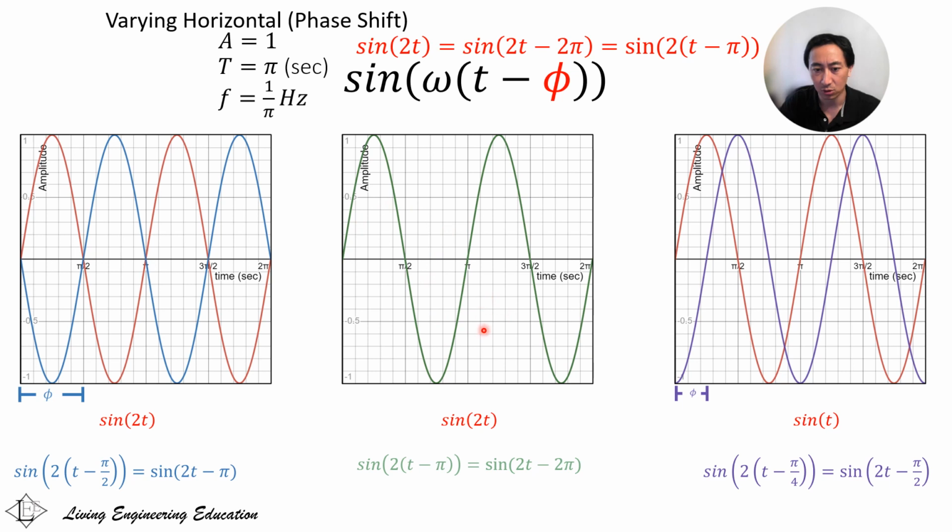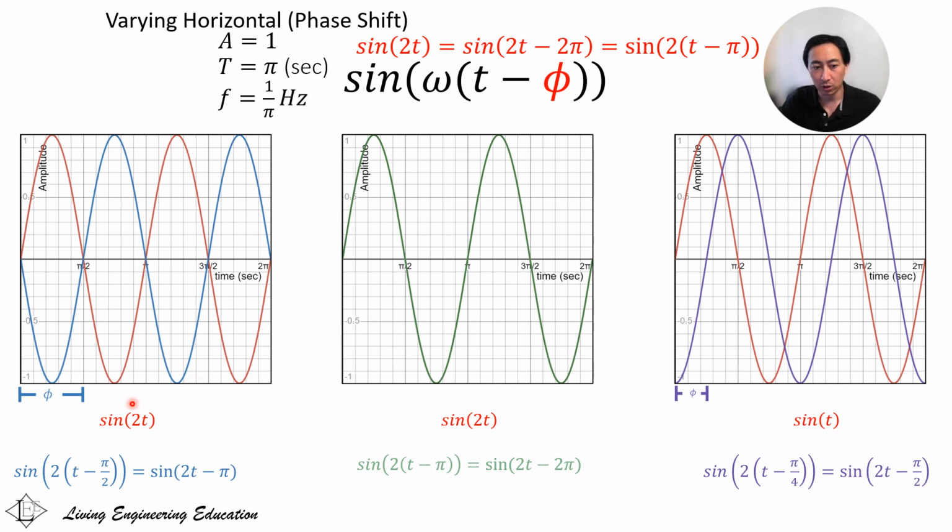That's what this graph is showing, right? This graph is showing that it's stacked right on top. That's why you only see one graph. This green and red graph are stacked right on top of each other. Now, if I expand this, you'll typically see this as sine 2t minus 2 pi. So 2 pi is the generic period, and because of that, that's why it falls out like this.